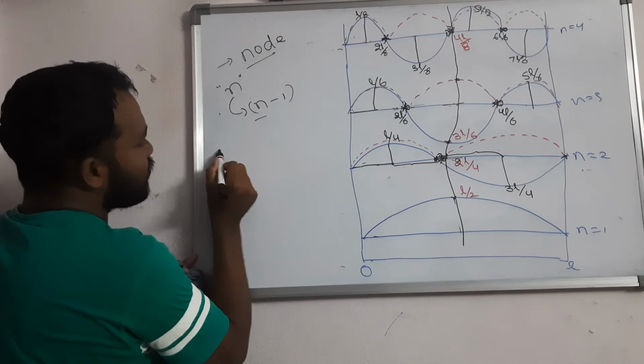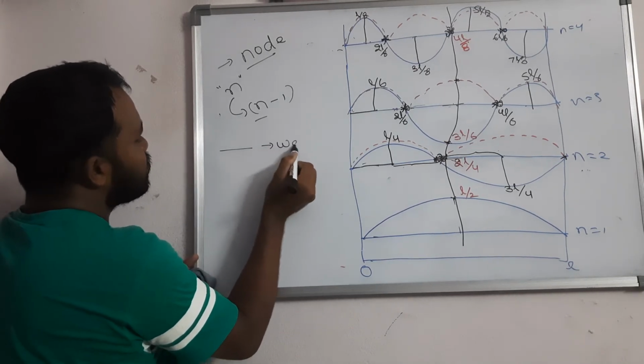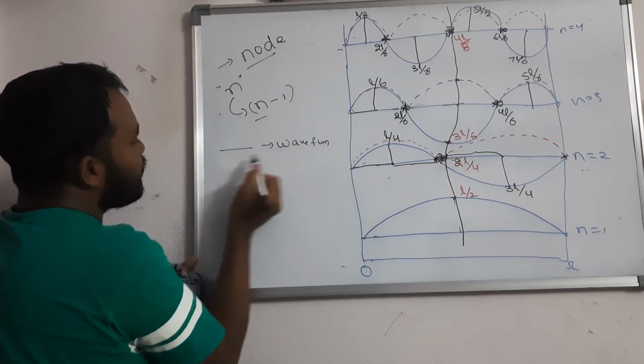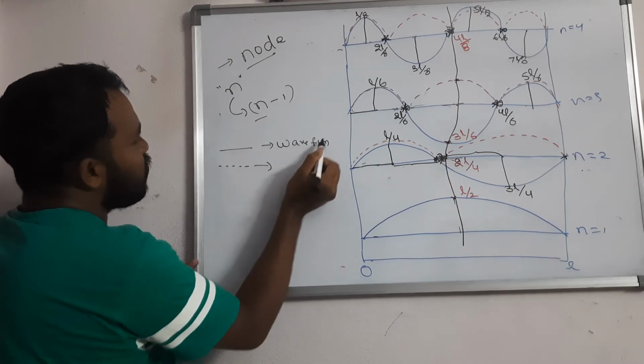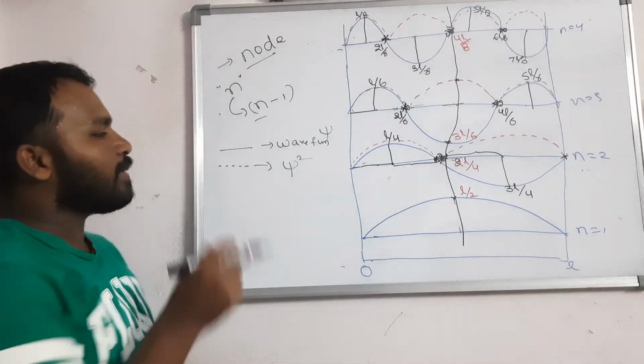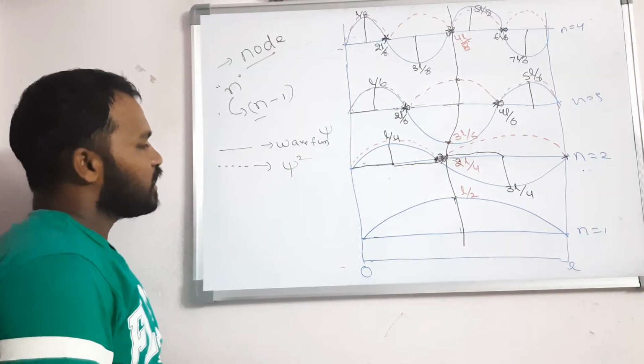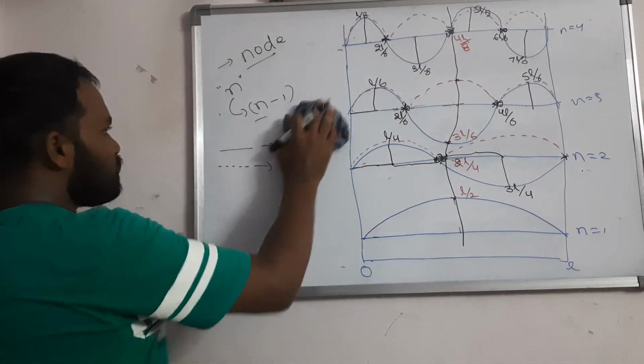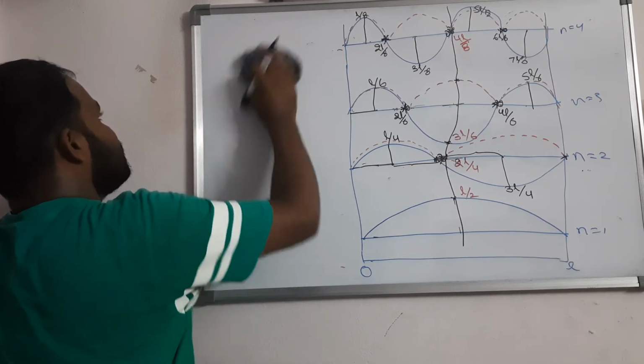Here simply you should write: the thick line represents the wave function, which is psi, and the dotted line represents psi square, that is the probability of finding the electron. Now I will discuss some points for this again.